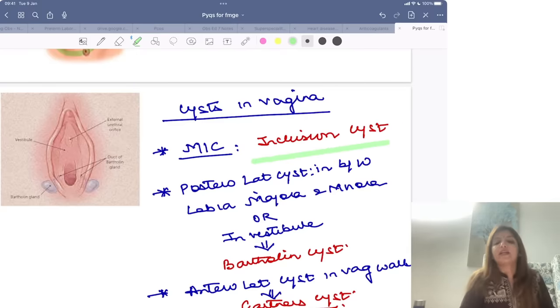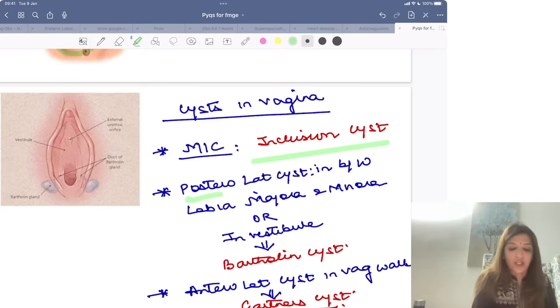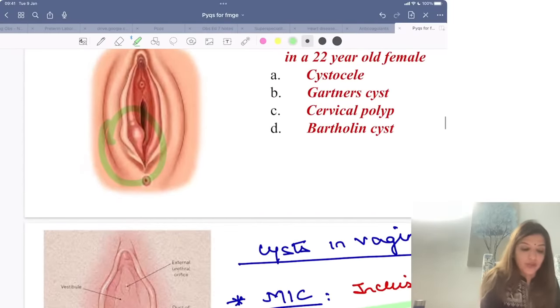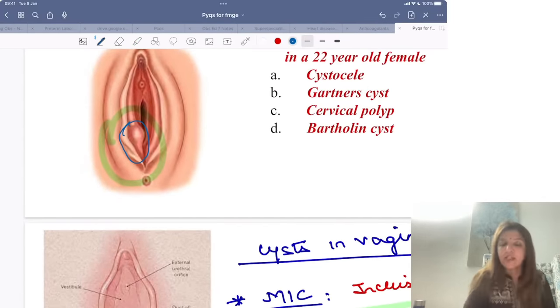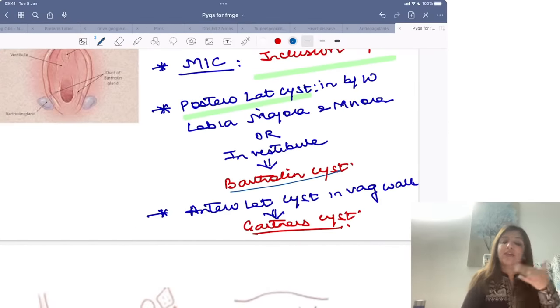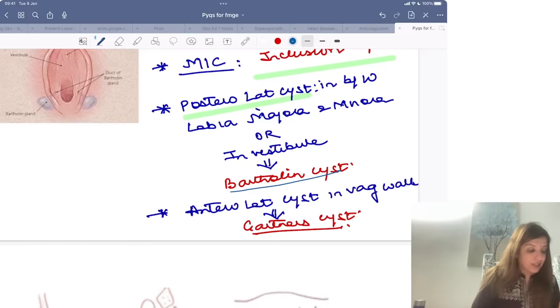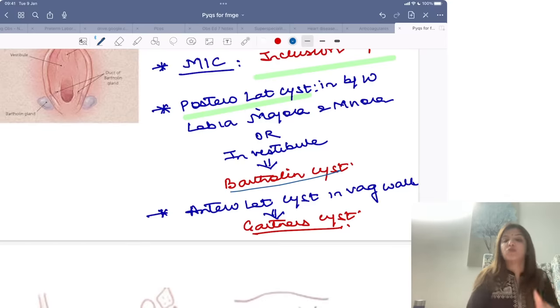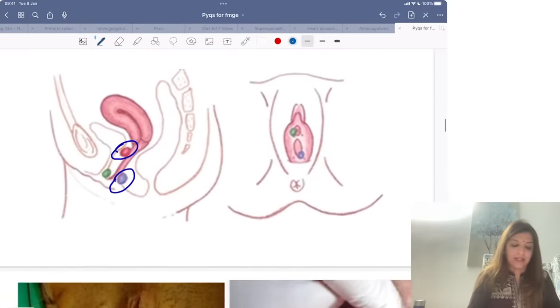Now, if you are getting a cyst between labia majora and minora or inside the vestibule and it is posterolateral, do you see over here? This swelling over here is on the posterior side and on the lateral side. Posterolateral agar cyst mil rahi hai, that's a Bartholin cyst. Agar koi bhi cyst anterolaterally mil rahi hai and vagina ki wall mein mil rahi hai, then that's a Gartner's cyst. Please do not get confused between Bartholin cyst and Gartner's cyst.